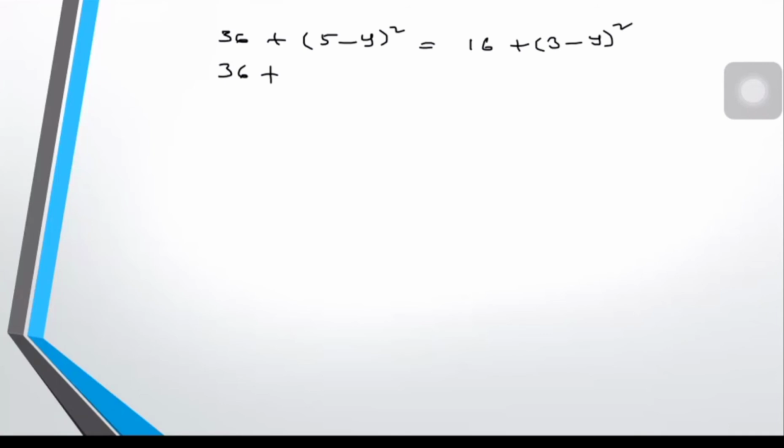(a minus b) whole square formula is equal to a square plus b square minus 2ab. So a is equal to 5 and b is equal to y here. 5 square is 25 plus y square minus 2 into 5 into y, that is 10y, is equal to 16 plus (3 minus y) whole square, which is in the form of (a minus b) whole square formula, a square plus b square minus 2ab. 3 square is 9 plus y square minus 2 3s are 6 into y, minus 6y. Plus y square and plus y square cancel here.